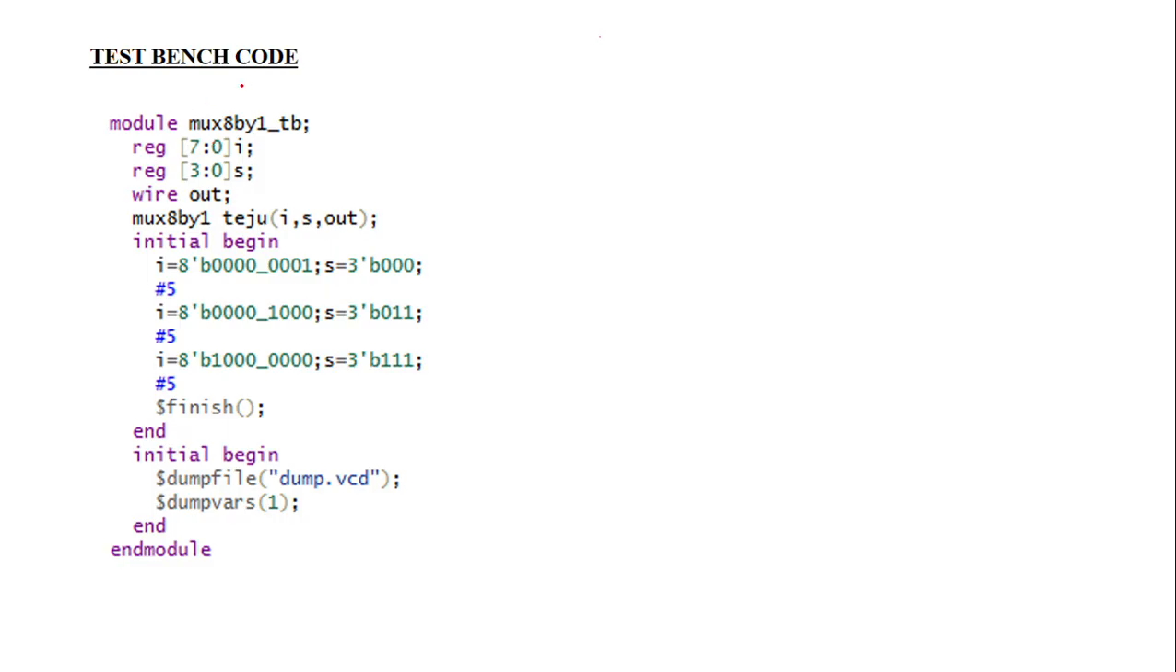Now just look into the test bench code. It is similar to every code. First comes the module keyword, followed by the module name. You can give any name as per your understanding. Inputs are in the reg data type, outputs are in the wire data type. So mux 8x1 is our design code module name.